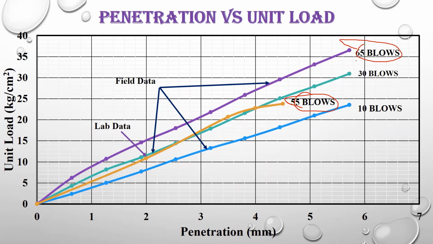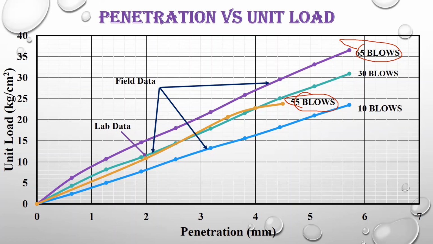We have done this testing in the laboratory investigation, and you can see the orange line. So what was the penetration? I already told you how you can make the calculation table for the CBR testing on the Excel sheet. A detailed video is already present on my channel, so you can watch it from there.